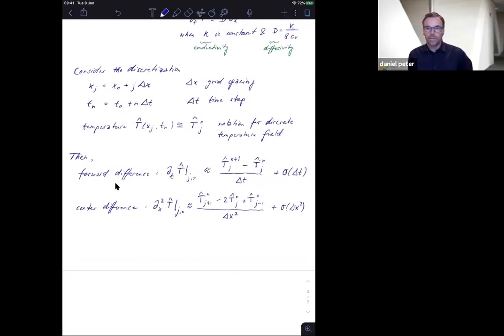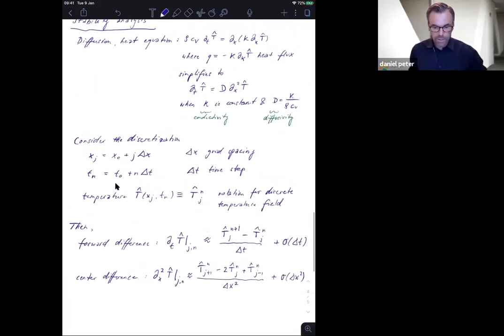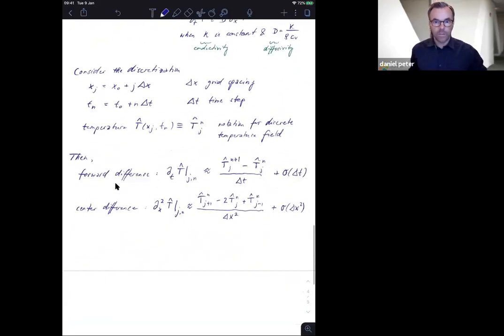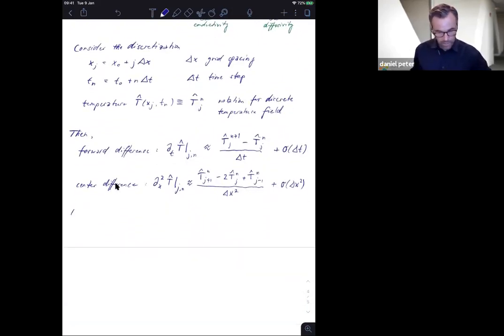So is this clear, this notation? So forward difference in time, center difference in space. So our heat or the diffusion equation in a discretized way now becomes what? So let's write that down, the heat equation. The simplified one. I will just write it with the diffusivity.